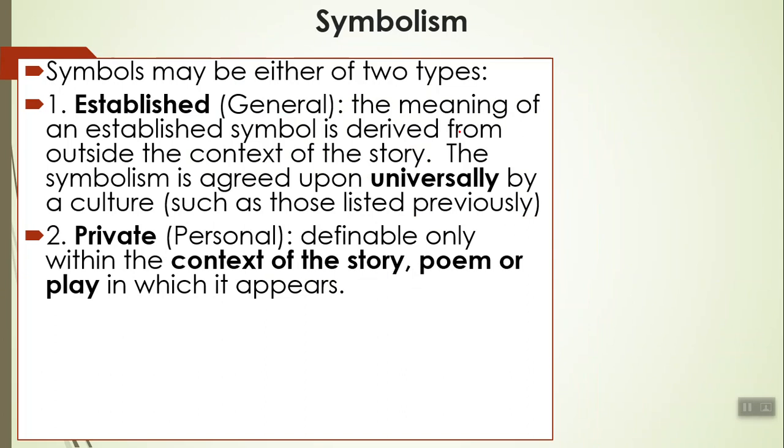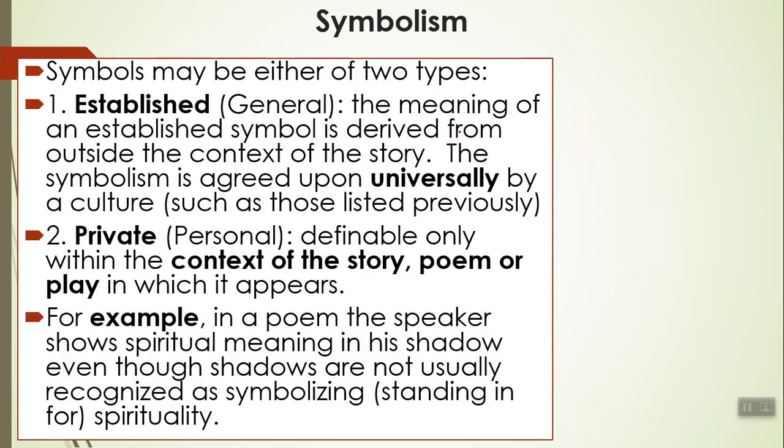A private or personal symbol is defined only in the context of the story, the poem, or the play in which it appears. So it really wouldn't take on any significance outside of the story. For example, in a poem, the speaker could be talking about his shadow in a spiritual way, although shadows are not usually spiritual.